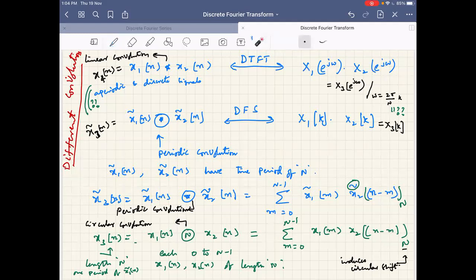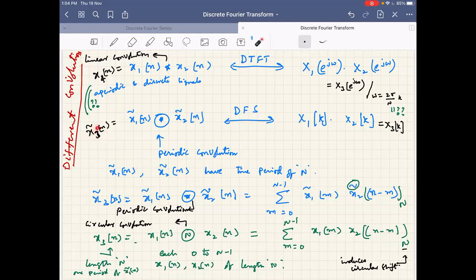First of all, let us discuss it. Will these two be the same? Ideally, we have started with both having period capital N. If this sequence is of length N and this is also of length N, what do you expect the length of x4 of n to be? The length is N1 plus N2 minus 1, that is 2N minus 1.